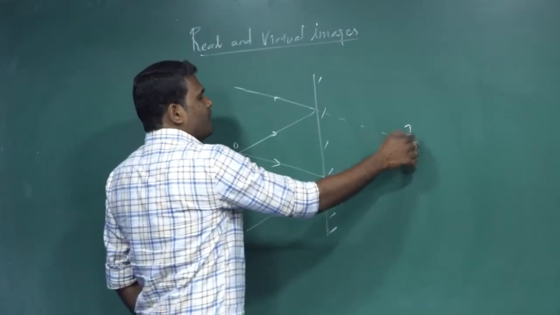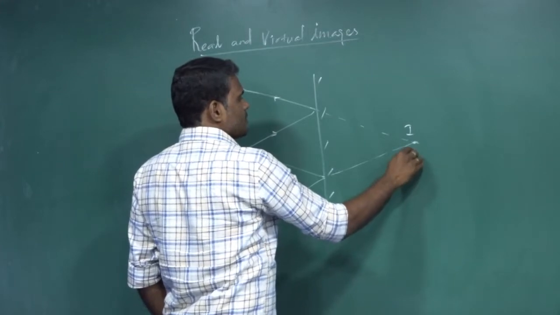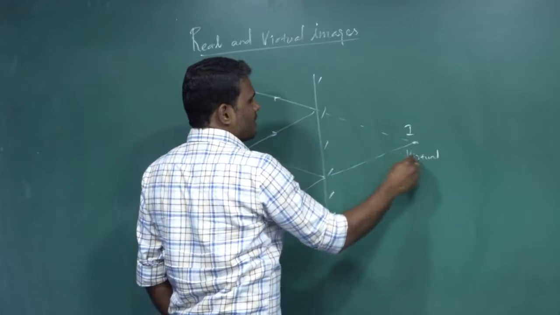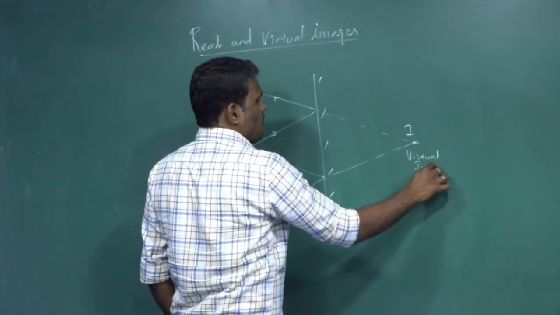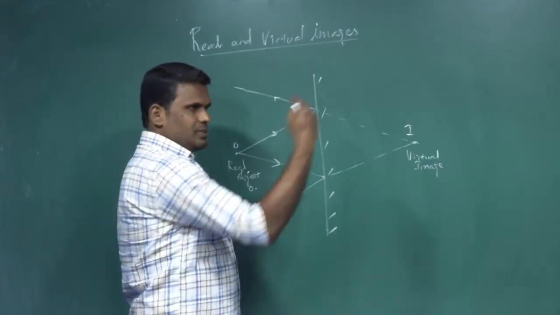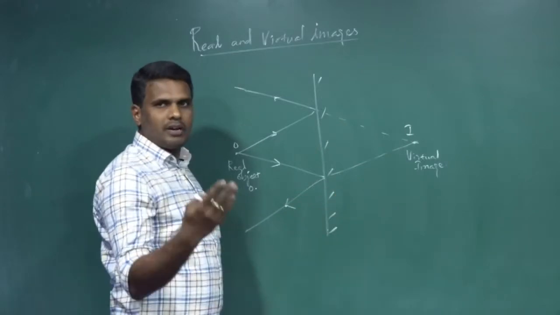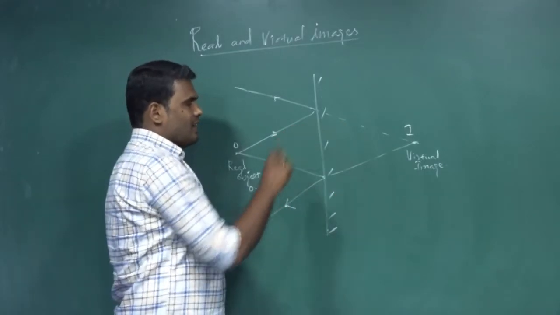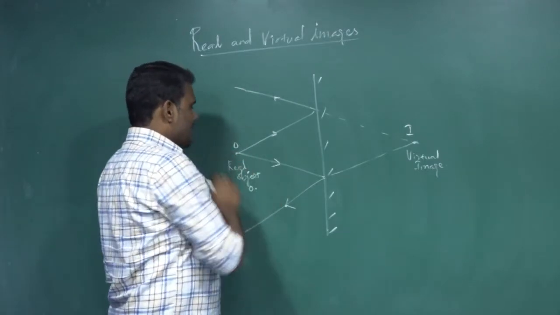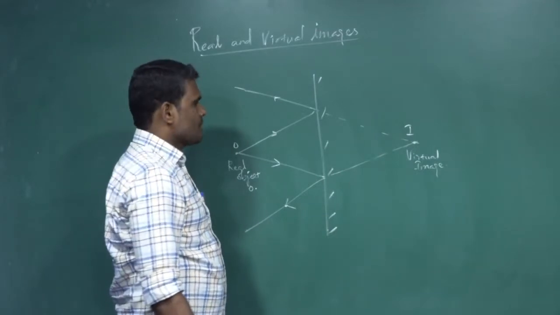The point I from where the rays appear to diverge is called the image. As it is formed behind the mirror, we call it a virtual image, because it can be seen through the mirror, but when you go and look behind the mirror, you cannot see any image. This kind of image is called a virtual image. So, for a real object, a plane mirror produces a virtual image.